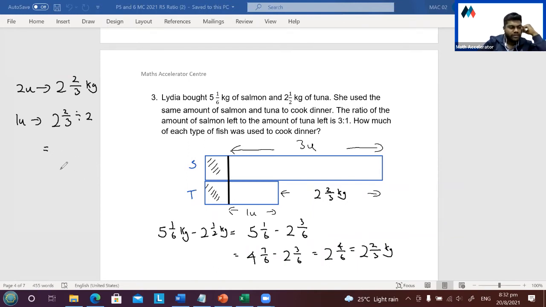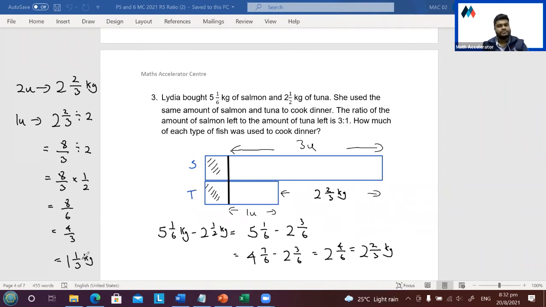Okay, so how to do this? If this appears in a paper where you can use a calculator, fantastic, you can use. But if cannot use, then how? So turn this into improper fractions first. The 2 times 3 is 6, plus 2 is 8. So 8 over 3 divided by 2. So this is 8 over 3 times half. So this becomes 8 over 6, which is 4 over 3, which is 1 whole 1 over 3 kg. So which means this one right here is 1 whole 1 over 3 kg.